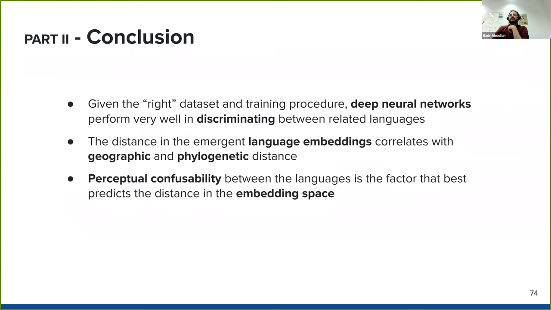So this is the conclusion slide for the second part of the talk. It seems that deep neural networks perform very well in discriminating between related languages. There might be some kind of cross domain variability effects, but if we have the right data set and the right training procedure, we can actually do very well. It also seems that the distance in the emergent language embeddings correlates with both geographic and phylogenetic distance. But from our analysis, it seems that the perceptual confusability between the languages is the factor that best predicts the distance in the embedding space.